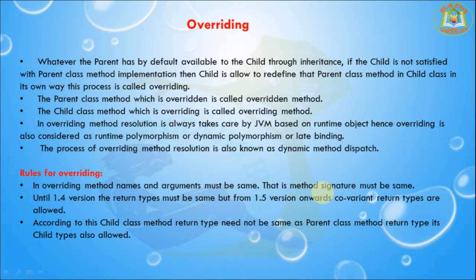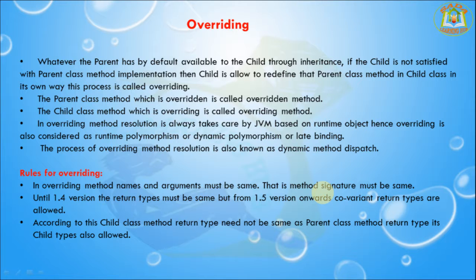We need to follow some rules in overriding. In overriding, method names and arguments must be the same. The method signature must be the same. Until version 1.4, the return type must be the same, but from version 1.5 onwards, covariant return types are allowed. According to this, the child class method return type need not be the same as the parent class method return type. Its child types are also allowed.